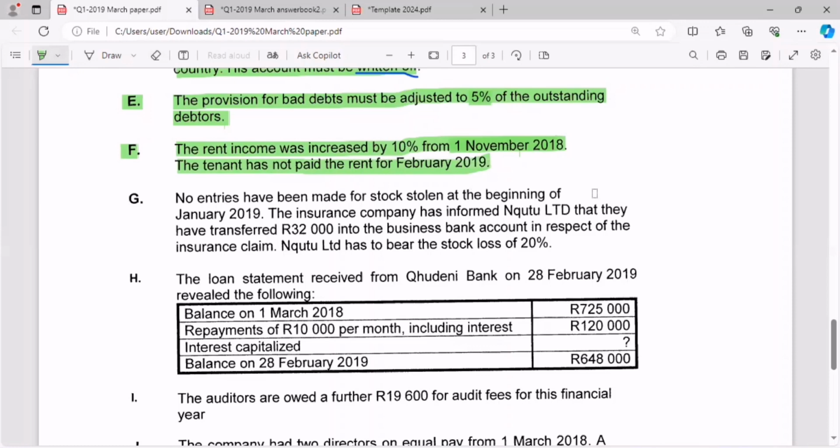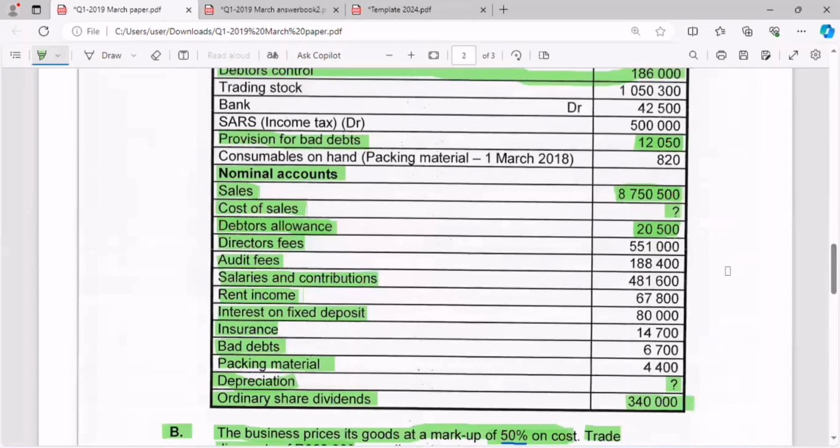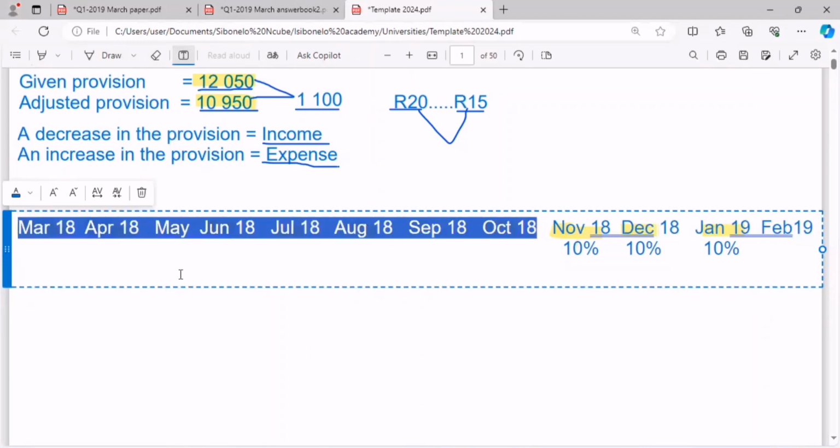So the balance that is given in the trial balance is for how many months? It's for 11 months. Because we are told that the tenant hasn't paid for Feb. So the tenant has paid from March to January. So the rent for Feb is still outstanding. So the rent that is given in the trial balance is for 11 months. And the balance that the customer has paid for 11 months is 67,800.